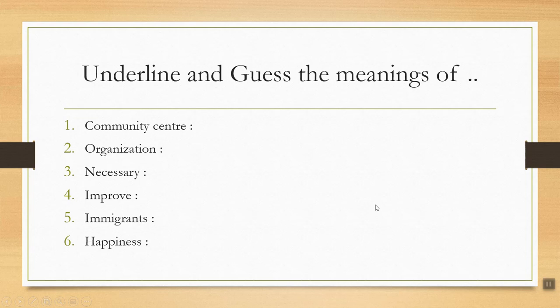So let's turn to the following point. Now what do we have? We're going to turn to another point. Underline and guess the meaning of the following words. Here you have to reread and try to underline and guess the meaning of these words. Let's repeat together: community center, organization, necessary, improve, immigrants, happiness. Pause the video and try to guess the meaning of these words.